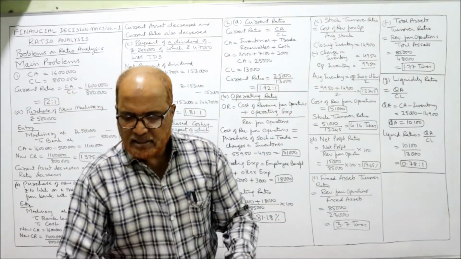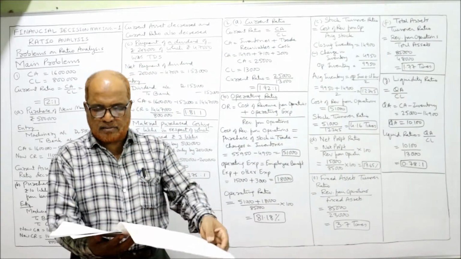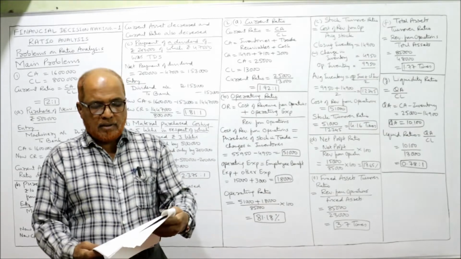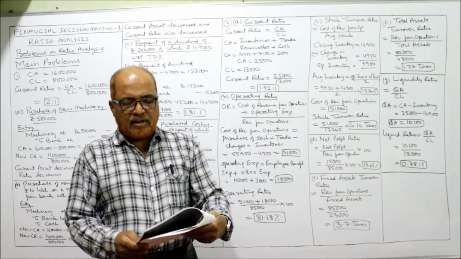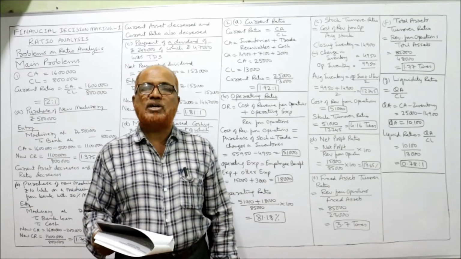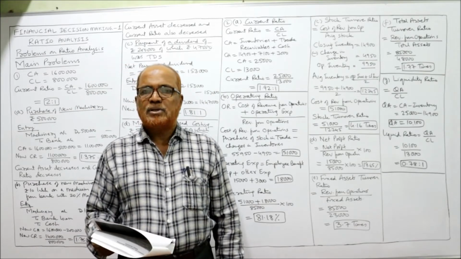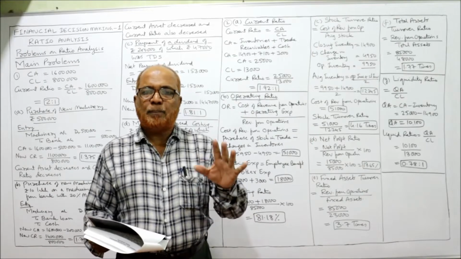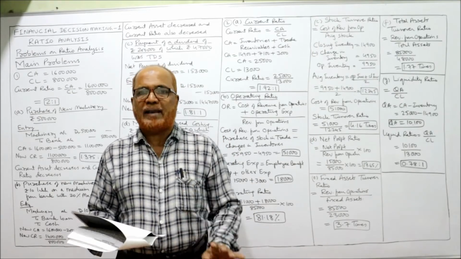Now I am coming to the second main problem. See, it's a lengthy problem. The following is the trading and profit and loss account for the year ended 31st December 1998 and balance sheet as on the date of Abhishek Limited. So we are given the profit and loss statement and also balance sheet.